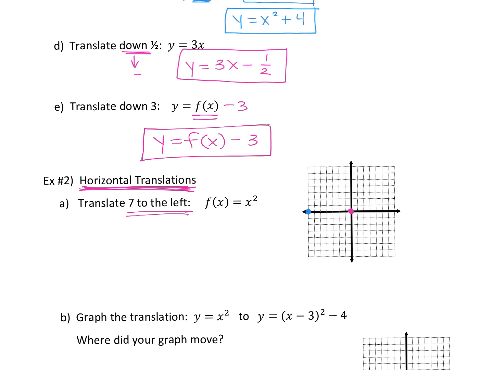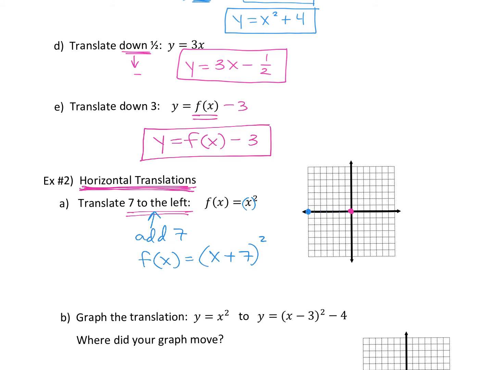You would think subtracting, but we're going to do the opposite of what we would expect, right? So for 7 to the left, we're going to add 7. But now here's the tricky part. When it's left and right, it's within the parentheses, which means it's within the squared element, okay? So we're going to write this as f of x equals parentheses, squared, but we're going to say x plus 7.